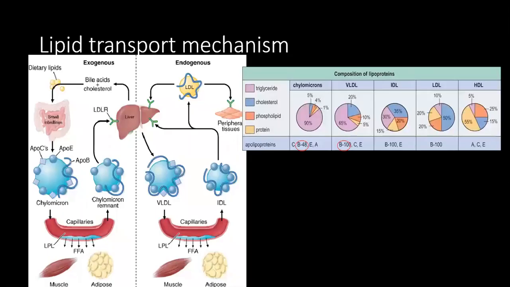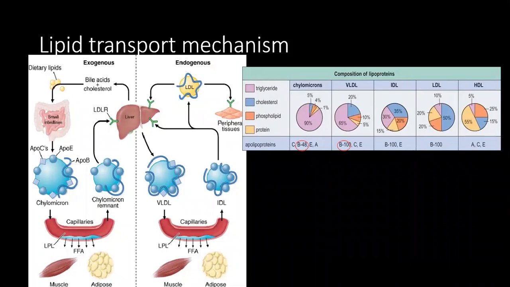So firstly, we're going to talk about dyslipidemias. So let's talk about lipid transport mechanism. So there are two pathways. We have exogenous and endogenous lipid formations. So exogenous, obviously from outside of the body, these are our dietary lipids.